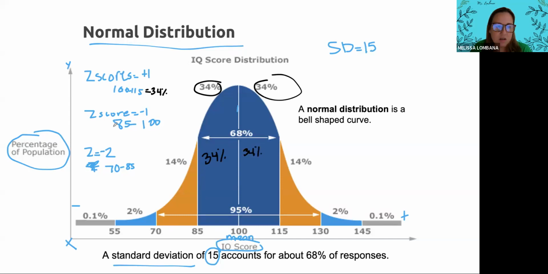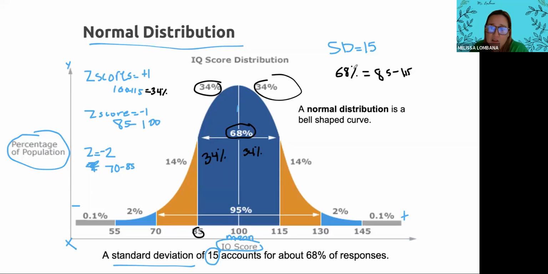Okay, which is one z-score, right? Positive or negative. Now, if I combine them both, I add them up and it's basically 68%. So if I ask you what is the score that 68% of the population receives, you would go from here, 85, all the way to 115. And we'll do some practice in class as well.